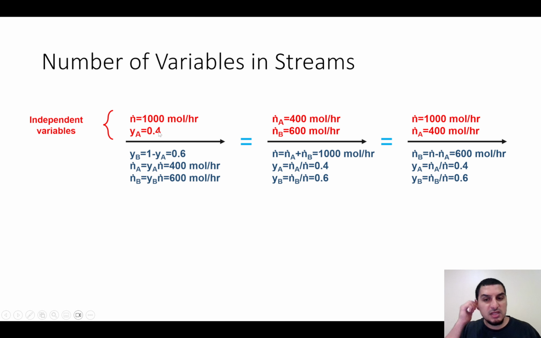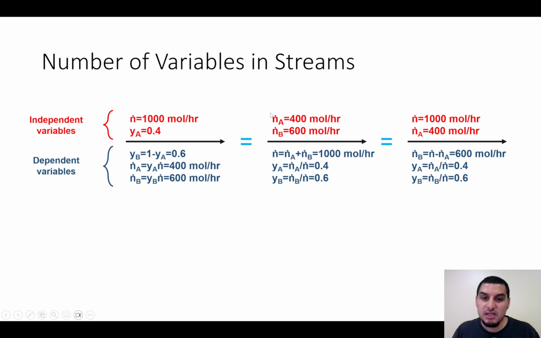So I have a flow rate and a composition, or two flow rates. It's totally enough for me to define the stream, and the rest of the components that I can calculate are called dependent information. So it's like the dependent equations and independent equations that we discussed before. We have also dependent variables and independent variables. So the variables that we count when we do the degrees of freedom are the independent variables.